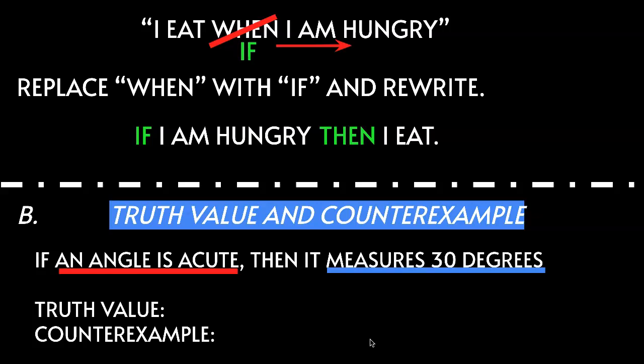Now the truth value: is this true? So if I said, guys, in my head, I'm thinking of an acute angle. Do you go, oh, it's got to be 30 degrees? And the answer to that is no. I might have been thinking of a 42-degree angle, or a 21-degree angle, or an 89.99-degree angle. I could have been thinking any angle under 90. It didn't have to be 30. So this would be called a false statement. And a counterexample would be what I just said. I'm thinking of 42 degrees, and that's an acute angle.